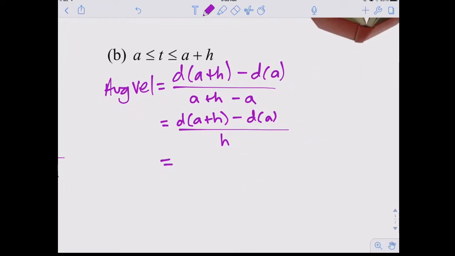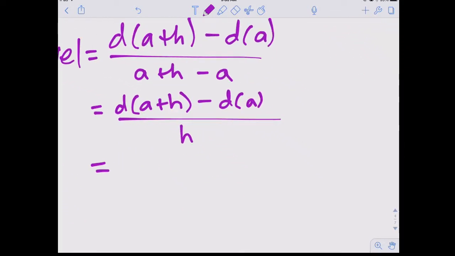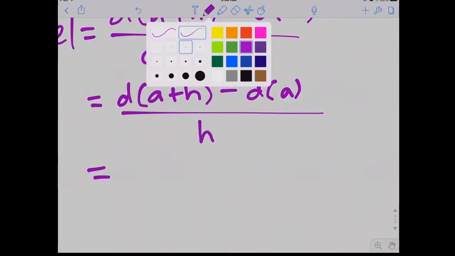Yeah. It's because it's important. This is an application of the difference quotient, which gives us the average speed. Let's go ahead and plug it in. Remember, our function is 16t squared. So this should be a routine calculation now.